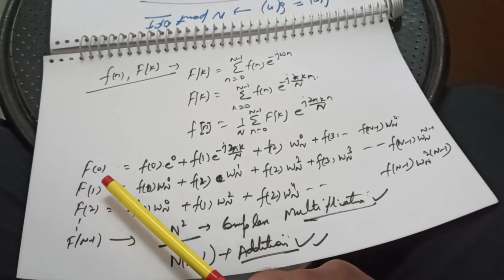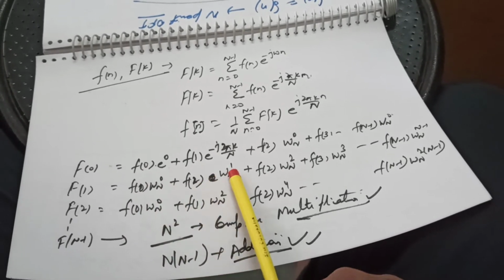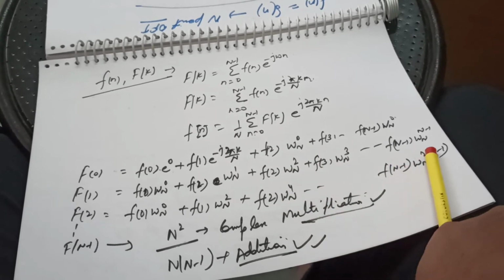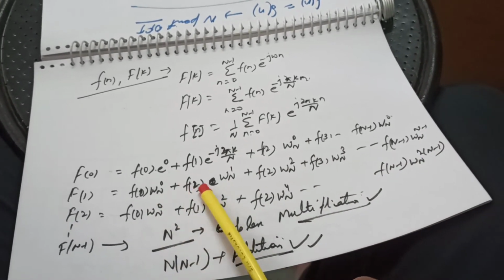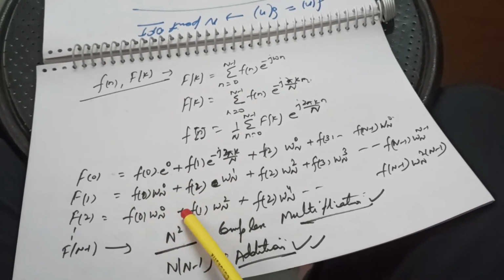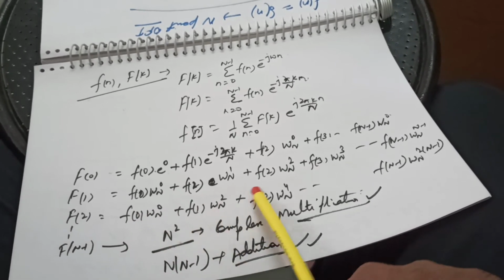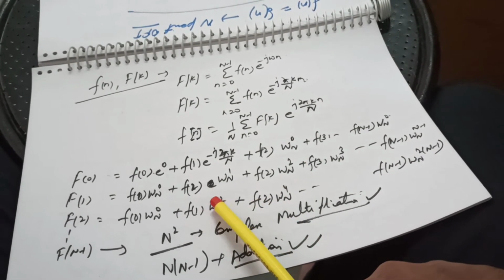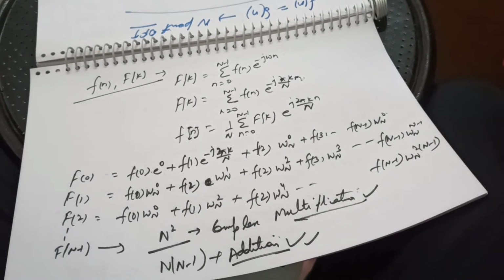Simply, if we want to calculate F(1), again it is f(0) W_N^0, f(1) W_N^1, f(2) W_N^2, f(3) W_N^3 and up to W_N to the power N minus 1. Now if we come straight away to F(2), it will be again f(0) W_N^0, f(1) W_N^2, and so on. These all are kn. You simply multiply the k with the n values and you are going to get the values.